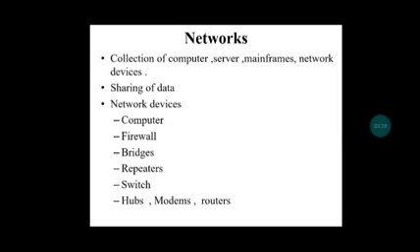In networks, we have several devices used for communication purposes: the collection of computers, servers, mainframes and network devices. What is the main aspect of networking? Sharing data and information from one location to another location. Some of the network devices are: computer, firewall, bridges, repeaters, switch, hub, modem, and router.